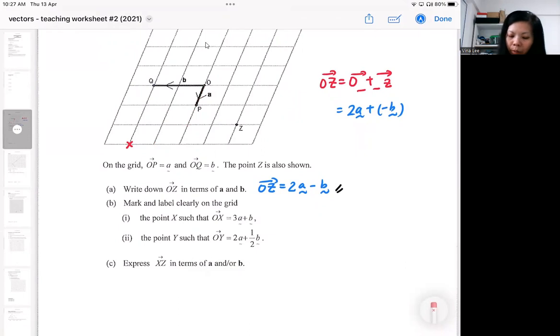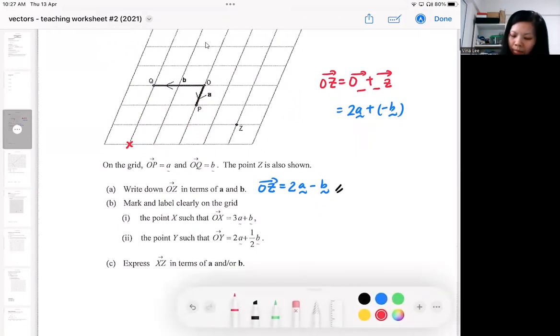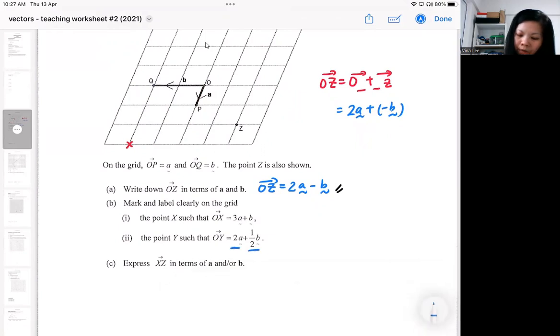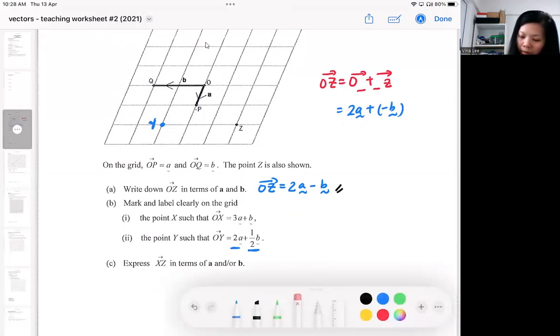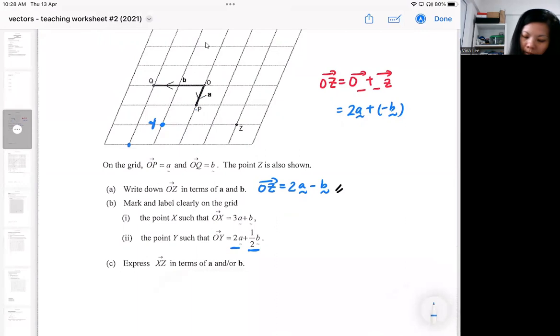The next one will be 2A plus half B. So 2A, this is 1A, 2A. Then you stop. Then you do half a B. Half a B is just here. So that will be the point Y. You do not need to show the working. You just need to mark out the point accordingly.